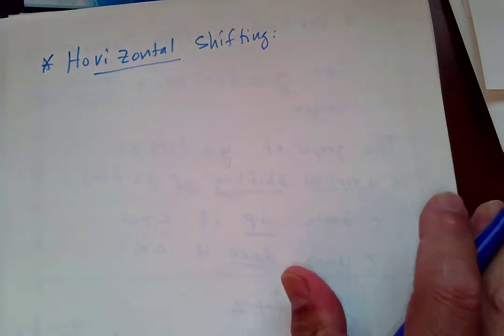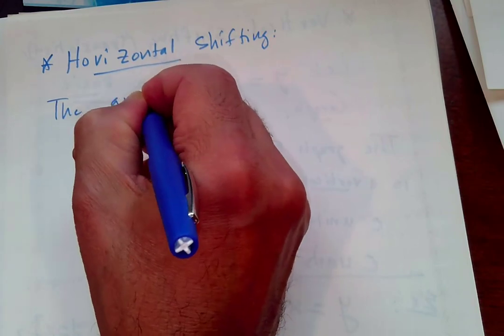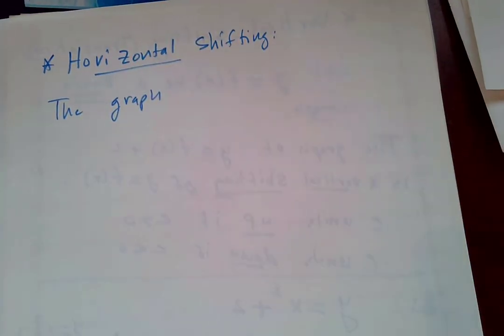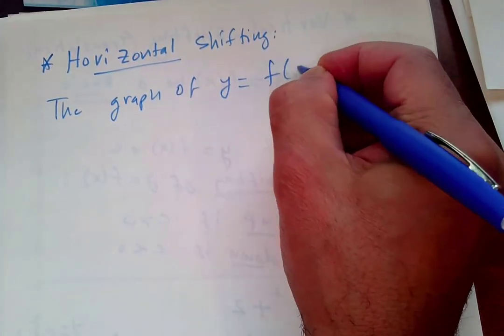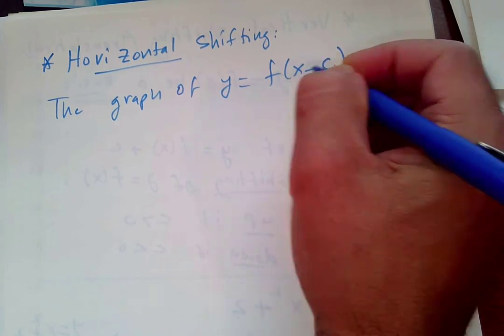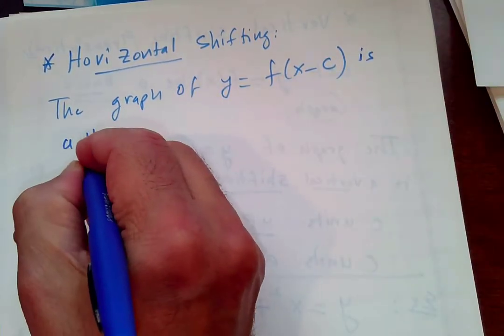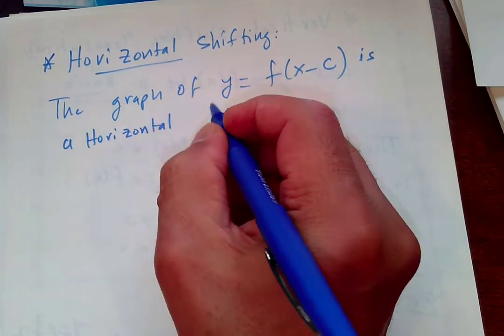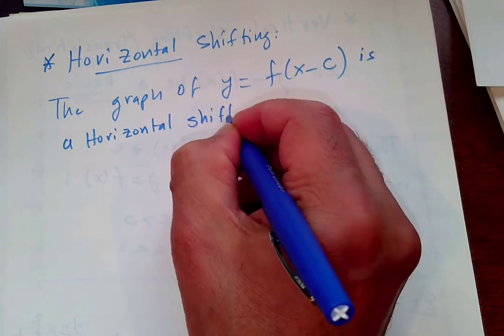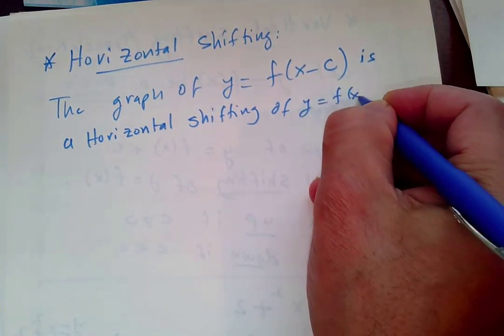Horizontal, so it's going to go sideways. So the graph of... now you can see the C is inside the parentheses. It's acting on the X, so it's going to move it sideways. It is a horizontal shifting of the basic graph, which is y equals f of x.